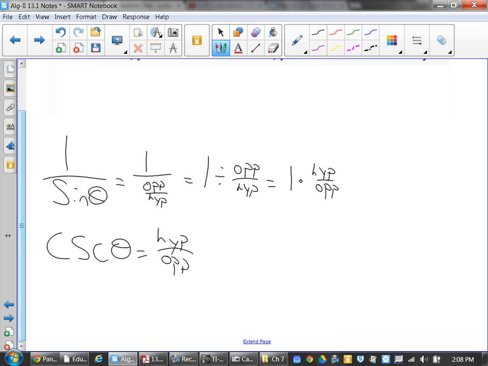What's that weird 8-looking thing that keeps showing up? That is called theta. It's a 0 with a line through it. The inverse of cosine is secant. Secant is the inverse of cosine, so it is hypotenuse over adjacent.